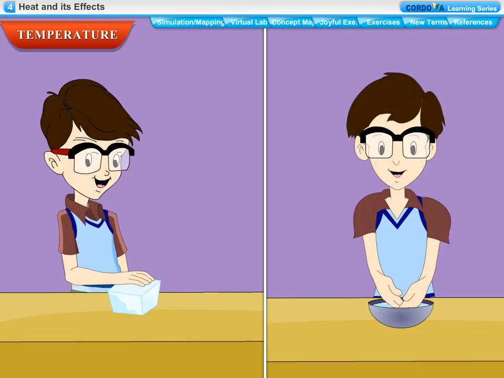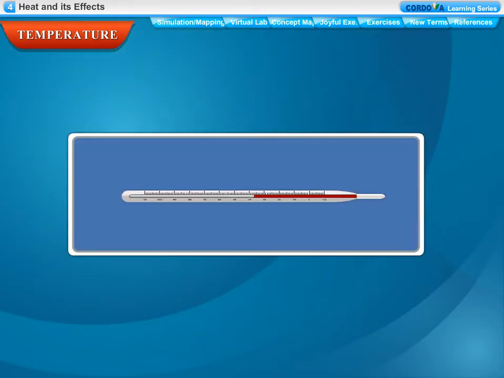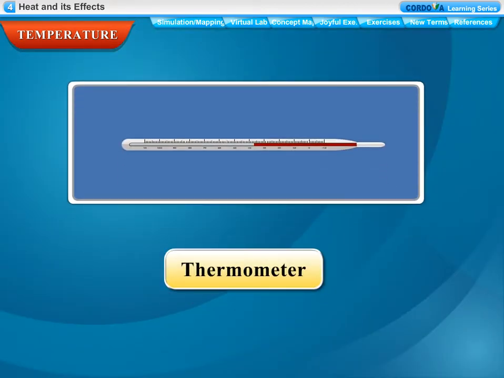Temperature. We have just discussed that the hotness or coldness of a body is something relative. We can measure the degree of hotness or coldness by comparing it with a standard that we all agree upon. The degree of hotness or coldness of an object on some chosen scale is called its temperature. Temperature of an object is measured with an instrument called thermometer.